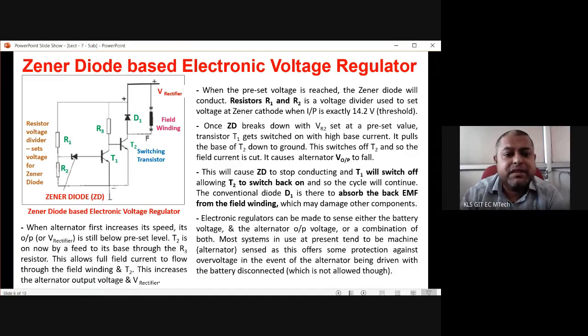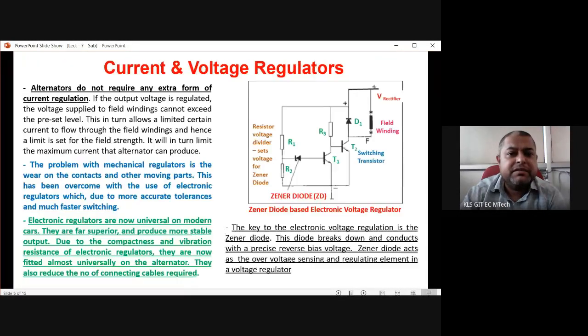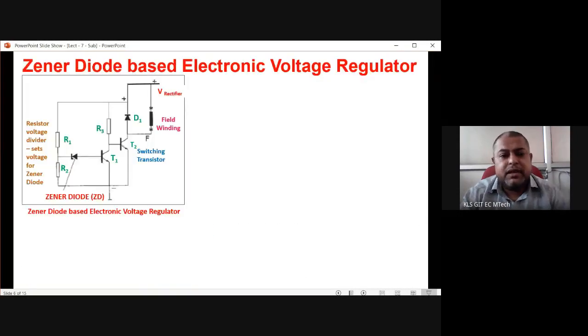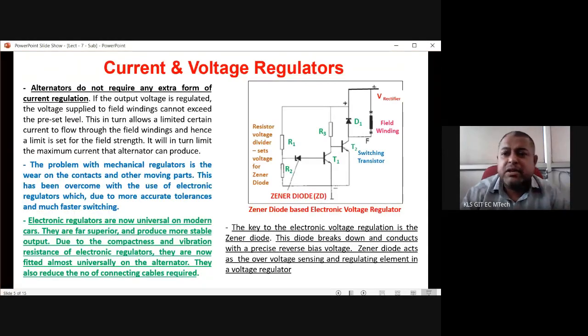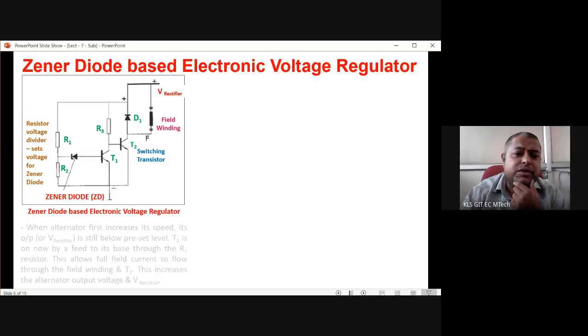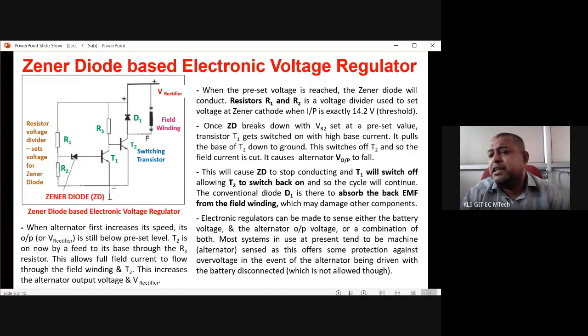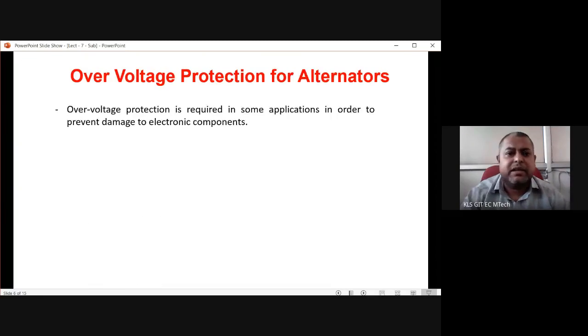So this slide is very important. These 2 slides, the previous slide and this one, are about the electronic regulator. Current regulation is not required, only voltage regulation is required, and how exactly the voltage regulation is done is given in this circuit. So please go through this, and if you need some more explanation, you just tell me. We will be keeping another session and I'll explain this to you in detail to your satisfaction. But you just go through these things, and whatever paragraphs are there, you'll understand.